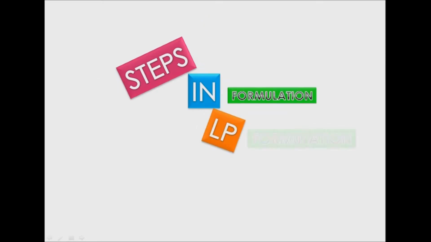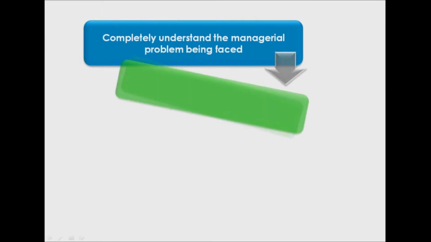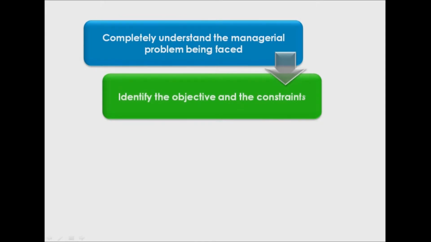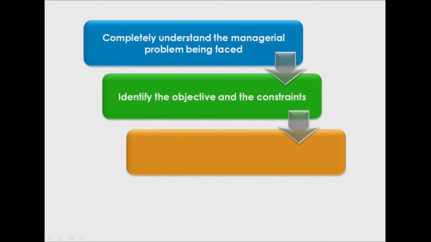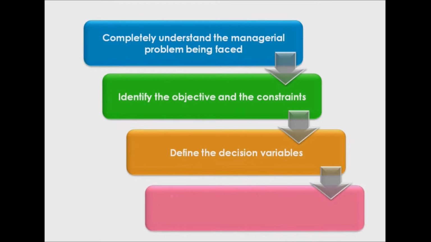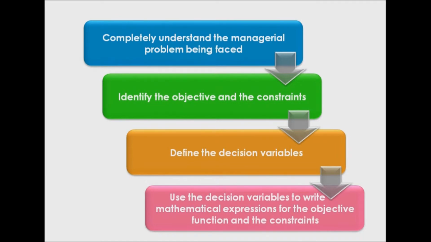Steps in LP formulation. The first step is to completely understand the managerial problem being faced. The second step is to identify the objective and the constraints. The third step is to define the decision variables. And the last step is to use the decision variables to write mathematical expressions for the objective function and the constraints.